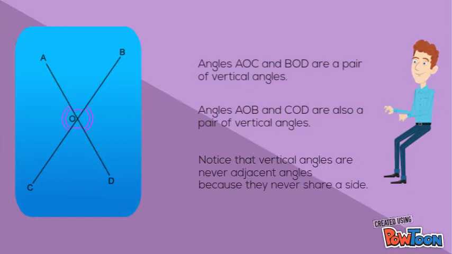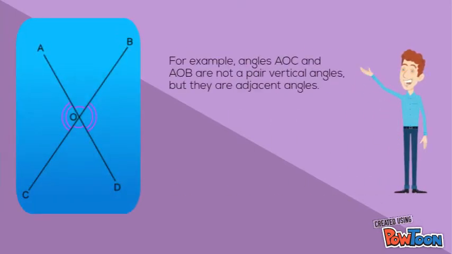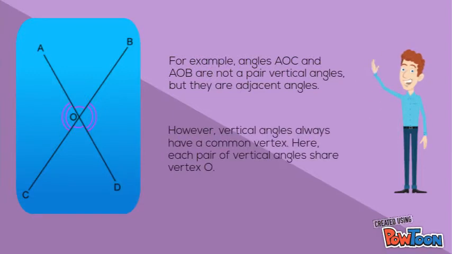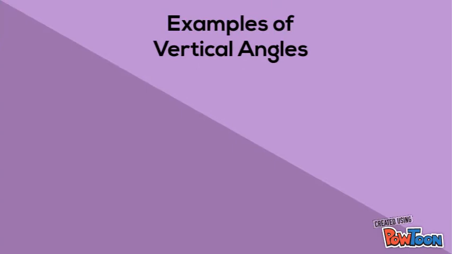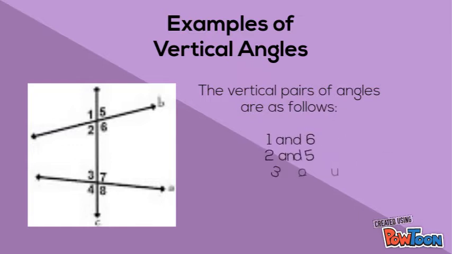Notice that vertical angles are never adjacent, they never share a side. For example, angles AOC and AOB are not a pair of vertical angles, but they are adjacent angles. However, vertical angles always have a common vertex. Here, each pair of vertical angles shares a vertex. Examples of vertical angles. Based on the illustration, the vertical pairs of angles are as follows: 1 and 6, 2 and 5, 3 and 8, 4 and 7.